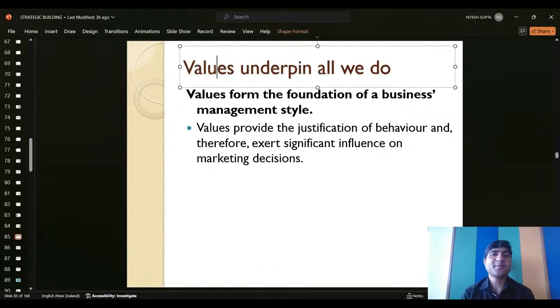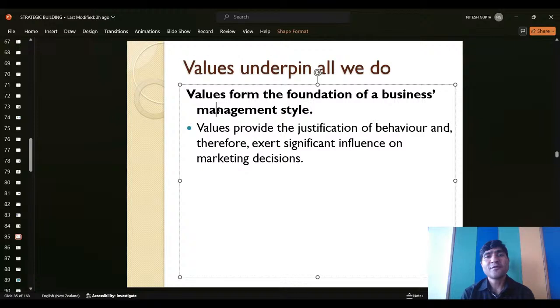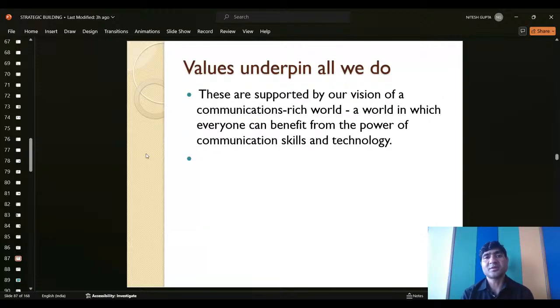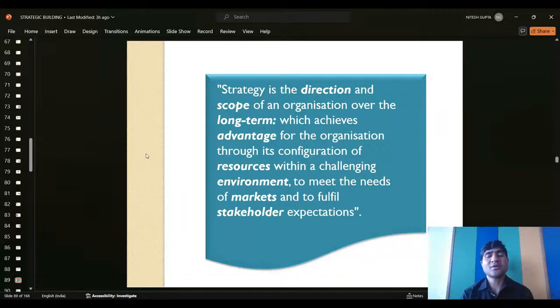So values underpin all we do. Values form the foundation of a business management system. Values provide the justification of behavior and therefore exert significant influence on marketing decisions. An example is provided by BT Group defining its values. We put customer first. We are professional. We respect each other. We work as one team. We are committed to continuous improvement. So this is how you will have to focus.